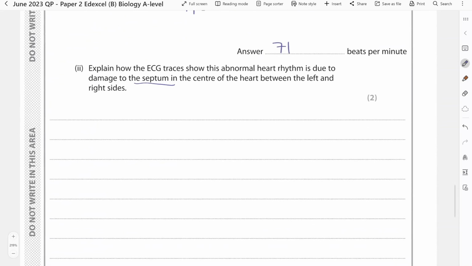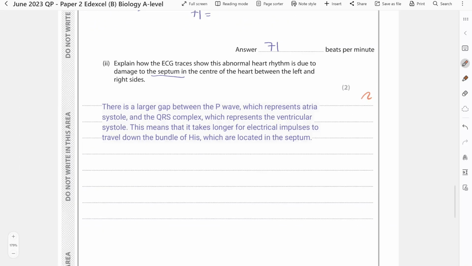So let's scroll back down. All right, so I wrote that there is a larger gap between the P wave and the QRS complex. And that could be because it takes longer for the electrical impulse to travel down the bundle of His, and that is located in the septum. Another mark you can also say is there is a delay between atrial systole and ventricular systole.